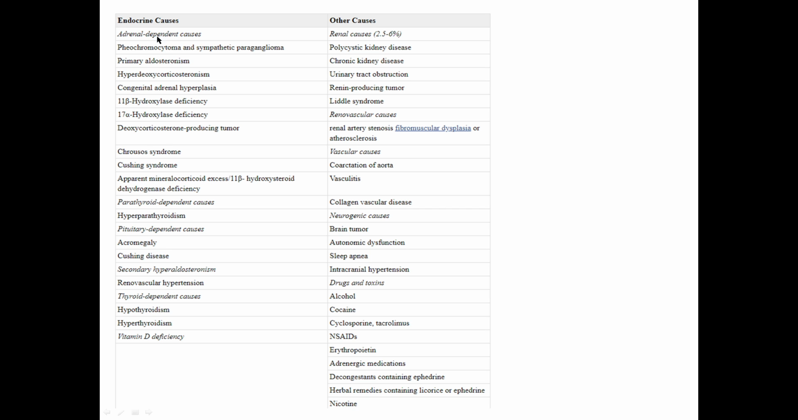Arterial hypertension may develop because of adrenal dependent causes like pheochromocytoma or hypercortisolism, Cushing syndrome, Cushing disease, acromegaly and gigantism. For example, thyroid dependent causes like hyper and hypothyroidism, even vitamin D deficiency syndrome. Renal diseases, renovascular diseases, or collagen vascular diseases. Neurogenic causes like brain tumor, autonomic dysfunction, sleep apnea, drugs and toxins, alcohol use. So many disorders may result in arterial hypertension.